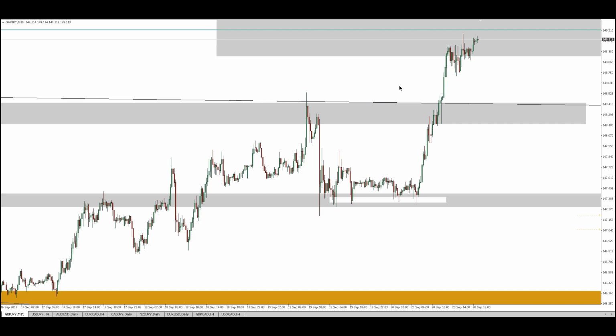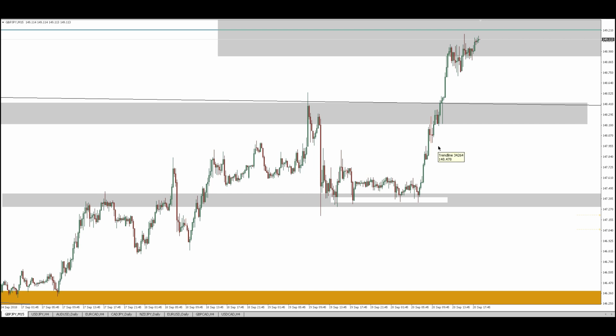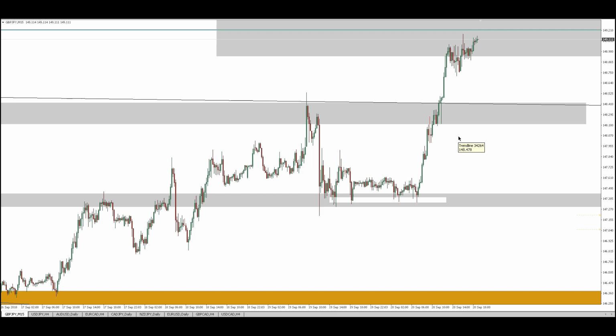And honestly, let's get this out of the way right now. Anybody can read how to draw a trend line, how to draw support and resistance. Anybody can mark up the chart. That's the beauty of trading. You can learn how to technically break down a chart. The next hurdle is the mental aspect of this.